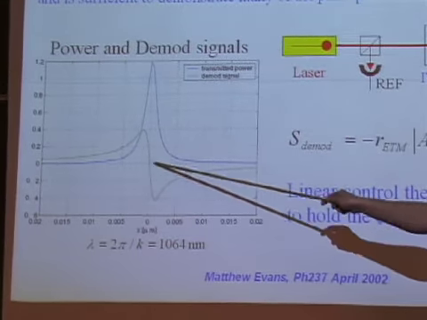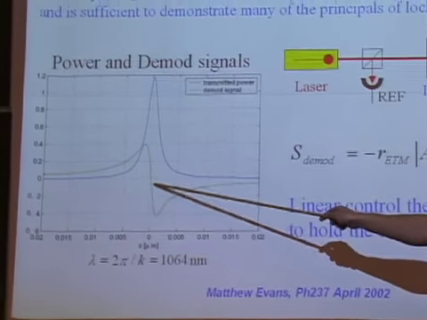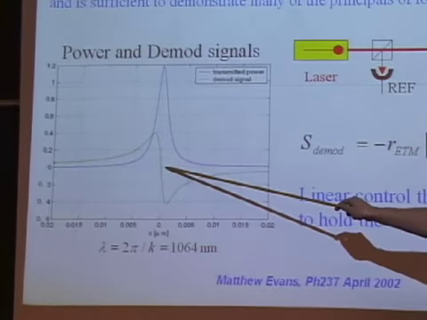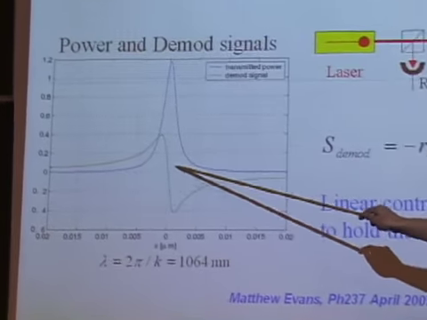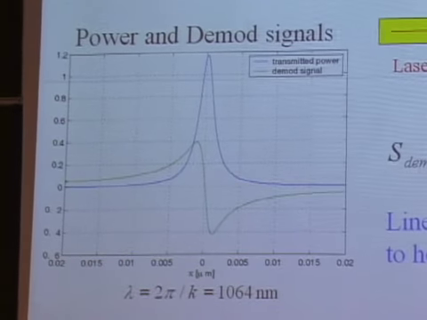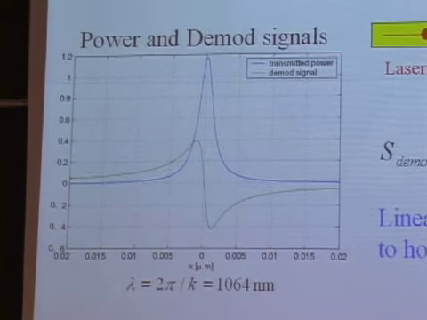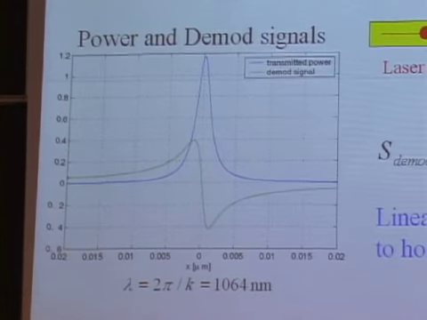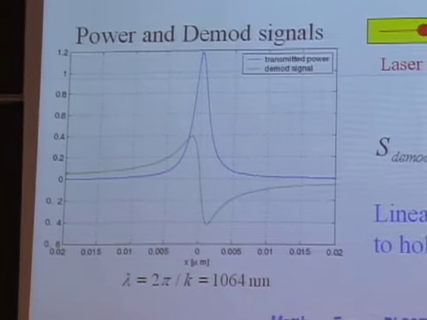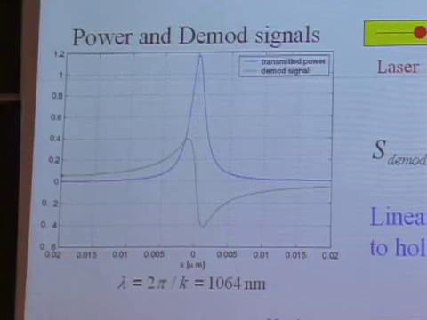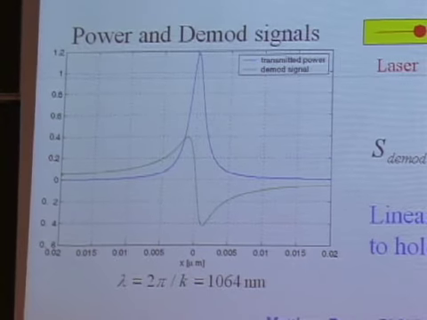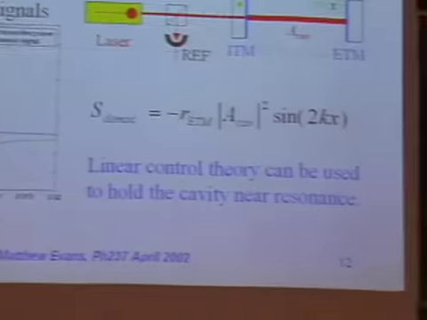The width of this linear region is about lambda over the finesse of the cavity. In this case, it means lambda over 1,000. The finesse of the cavity is actually 300, but there are some factors of pi in there. Basically, lambda over 1,000. So it's a relatively small region that you have to bring the cavity into in order to use your linear controller to make it lock.